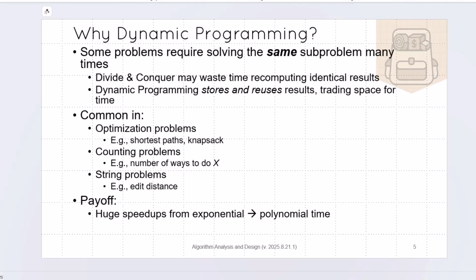So why dynamic programming? Well, some problems require solving the same subproblem many times. Divide and conquer showed us this, that we could waste time recomputing identical results. Dynamic programming stores and reuses the results, trading space for time. It's common in optimization problems like shortest path and the knapsack problems, counting problems like the number of ways to do X, and string problems like edit distance. There's a payoff: often huge speedups from exponential down to polynomial, or at least improved runtime or complexity, which leads to better runtimes in general.